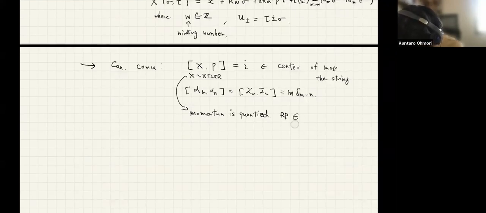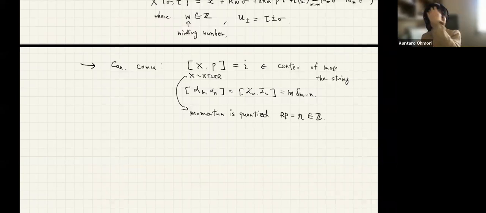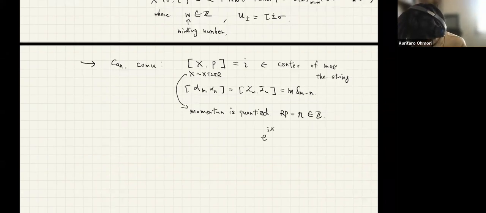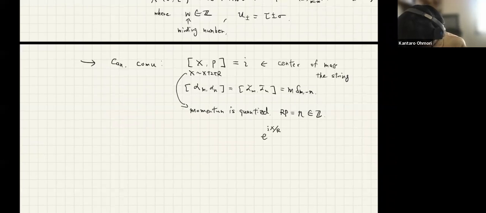It should have been e to the i p x over r, with 2 pi. And this is p. I'm confused. So p is, yeah, this is an integer.